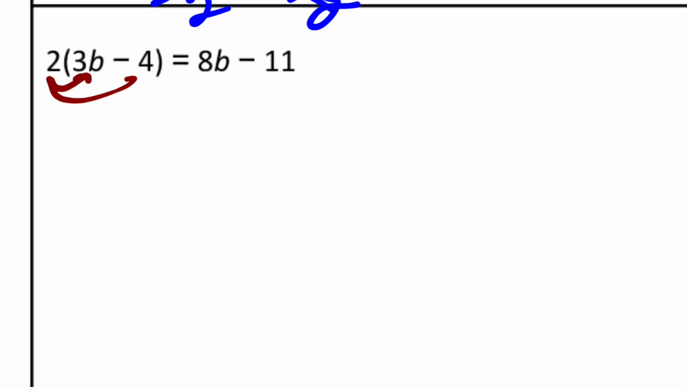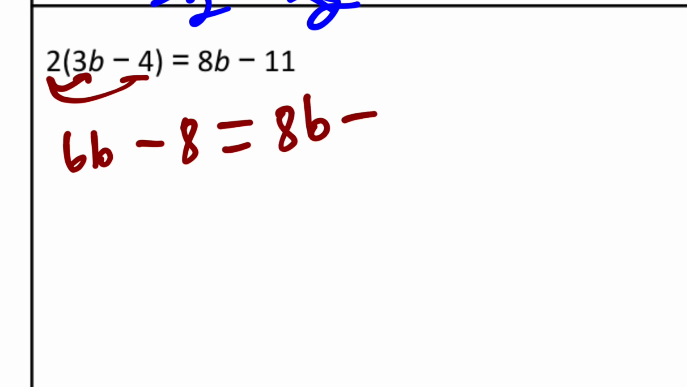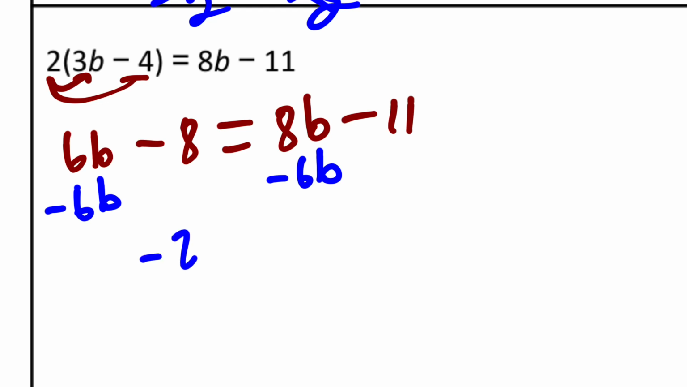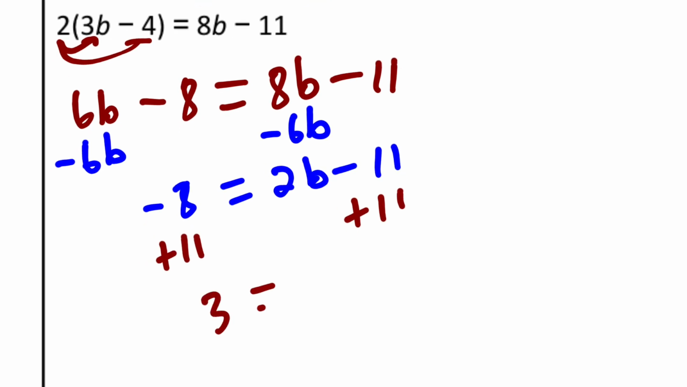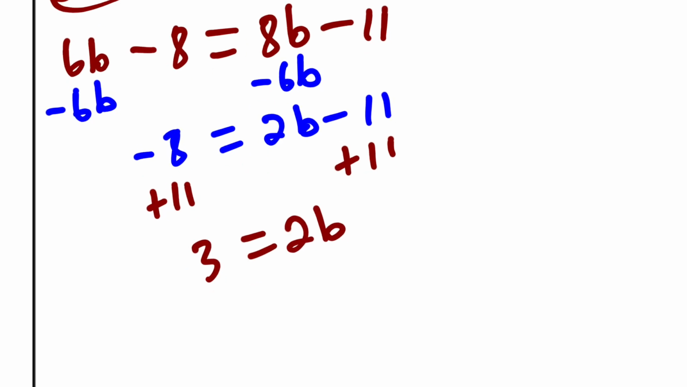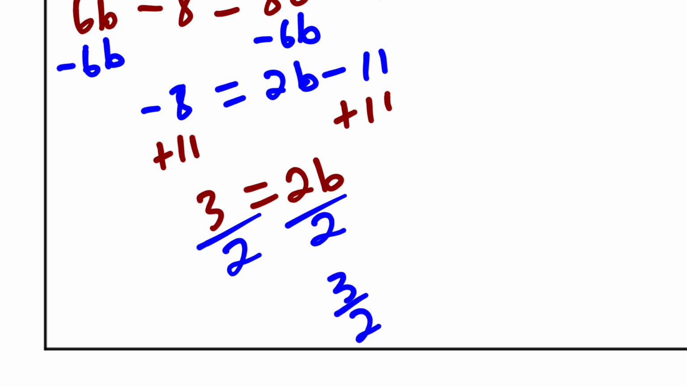Last problem, I distribute the 2. This gives me 6b, 2 times 3, minus 8 is equal to 8b minus 11. I'm going to cancel out one of the b terms. Looks like 86, but that is 8b and 6b. Negative 8 is equal to 2b minus 11. I'm at a two-step equation. If I add 11 to both sides, I get 3 is equal to 2b. Don't panic, that doesn't mean it's wrong just because it's not an even number. You could write either 3 halves or 1.5 is equal to b.